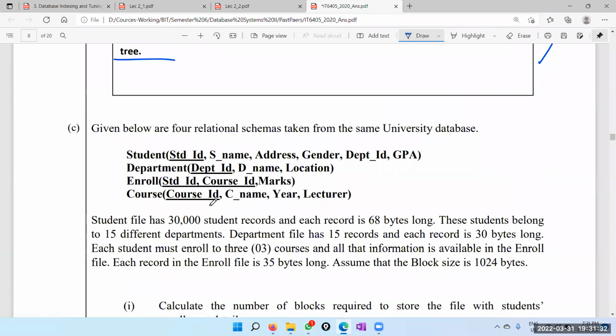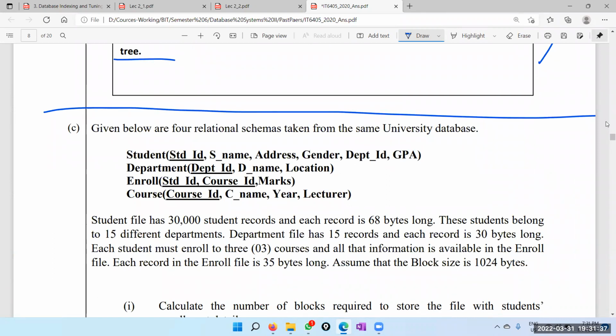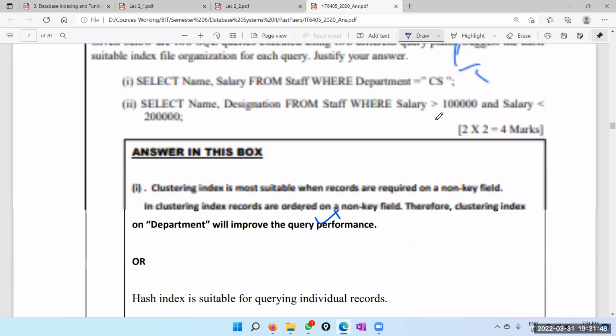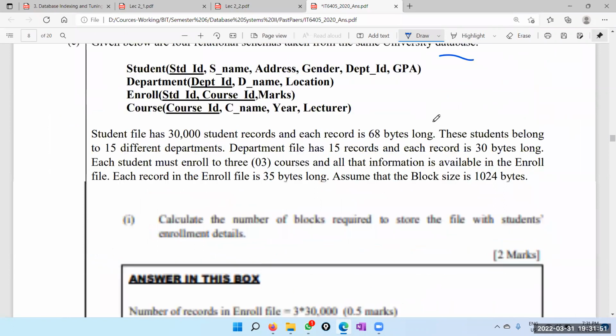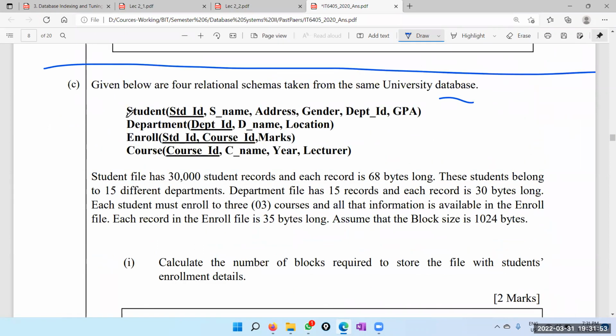Given below are 4 relational schemas taken from the same university database. So that means the same database that they talk about, with lecturers and staff members. These are the tables: student, department, enroll, course. So that means a student can enroll for many courses, and a course can have many students. That is why you have this connecting table. First look at it.